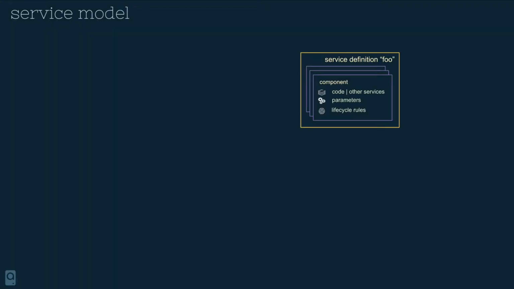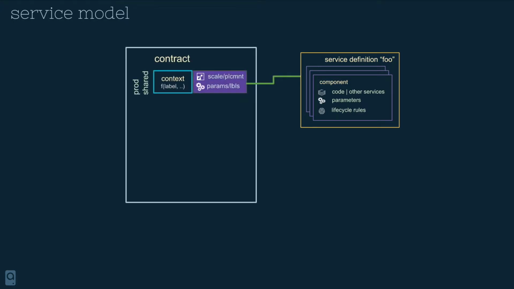Now we'll look at the Aptomi service model. A service definition is a collection of multiple components such as code, parameters, and rules that affect the life cycle of the service. The service is advertised through what we call a contract. Within a contract, there are multiple clauses.